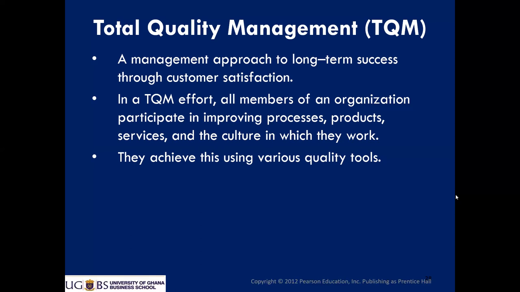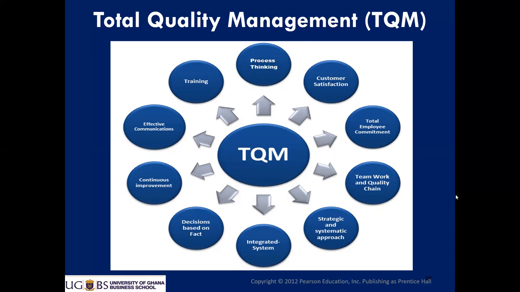This is achieved through various quality tools. There are so many quality tools that are used. We have the Pareto diagram, the fishbone diagram, the checklist, process flow diagram, scatter diagram, histogram, control chart, sampling, acceptance sampling, random sampling, reliability, design of experiments like we saw earlier, process analysis tools, quality function deployment, the ISO series, benchmarking, total productive maintenance. All these are tools that are used. So you can see some of the various elements or dimensions of total quality management.